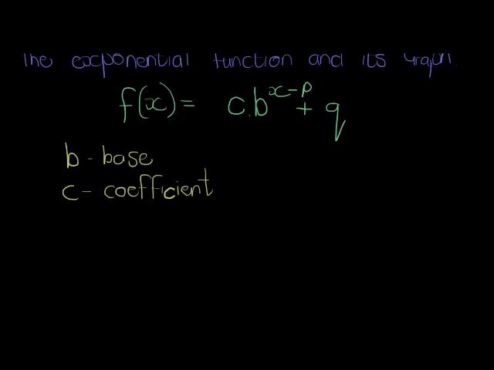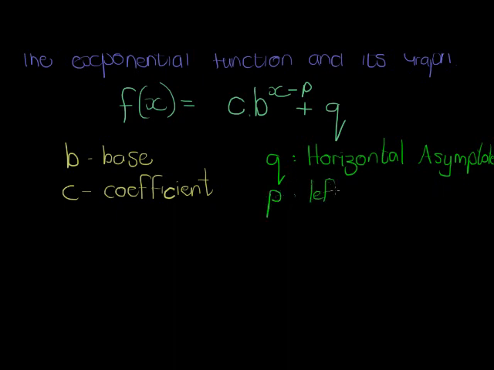And now what q will be later on, and you will see that this is definitely true, q will represent the horizontal asymptote. Almost got that wrong. Horizontal asymptote. And it's difficult to give a name to p, because p is merely a shift left or right. So p is simply a left or right shift.